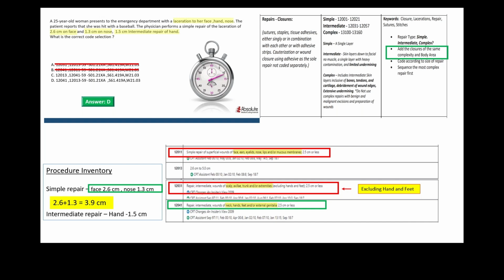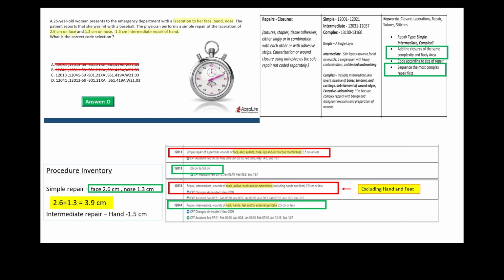Option B is incorrect. The correct code is 12013, which is for simple repair of superficial wounds of the face, ears, eyelids, nose, lips, or mucous membrane, 2.6 centimeter to 5 centimeter. Yes, 3.9 centimeter falls between 2.6 and 5 centimeter, so that is a correct code selection. Now the only difference between option C and option D is the sequencing order. The codes are the same, only the sequencing order is different.